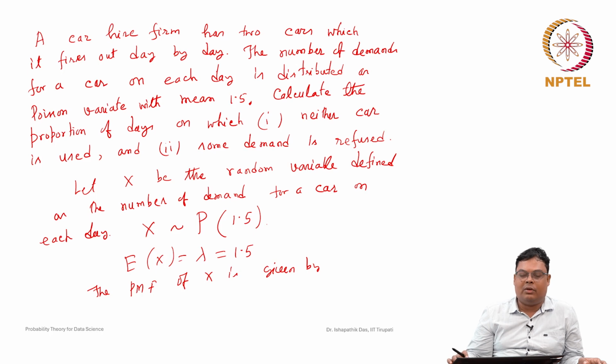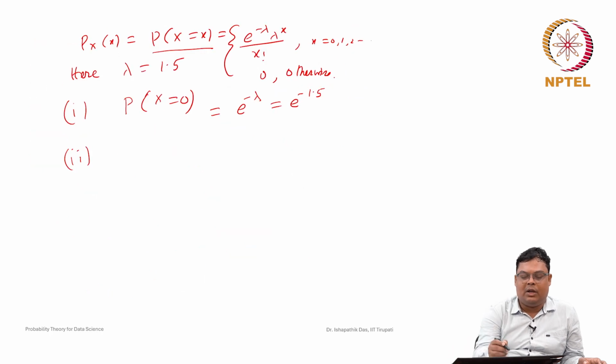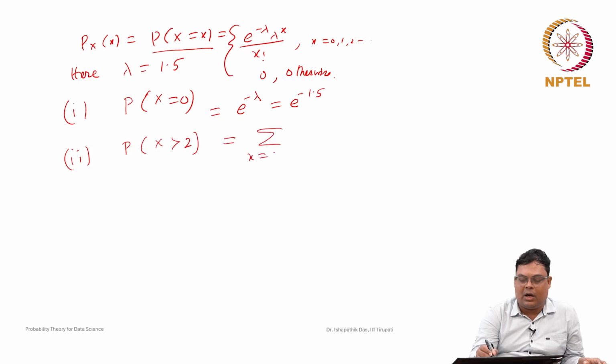Up to 2, there will be a car available, but for the demand to be refused we have to find the probability that x is greater than 2. That is the summation over x greater than or equal to 3; x greater than 2 means x greater than or equal to 3. Instead of taking the infinite sum from 3 to infinity, which can also be done, it is easier to find the complement, 1 minus the probability that x is less than or equal to 2.